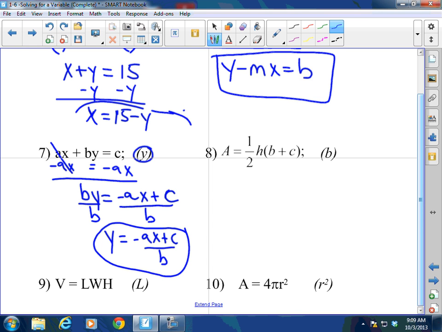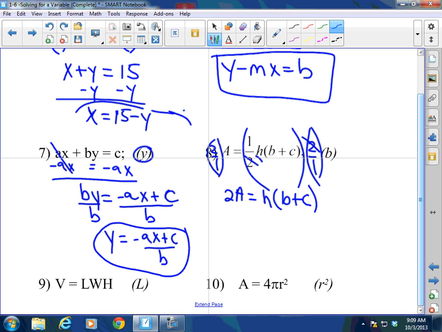The half h, right? Let's make our lives a little bit easier. How do I get rid of that 2 in the denominator? Absolutely. So I'm going to multiply by the reciprocal of 2 over 1, giving me 2a equals, the 2's cancel, h times b plus c. We're almost free. The b and the c are almost free.